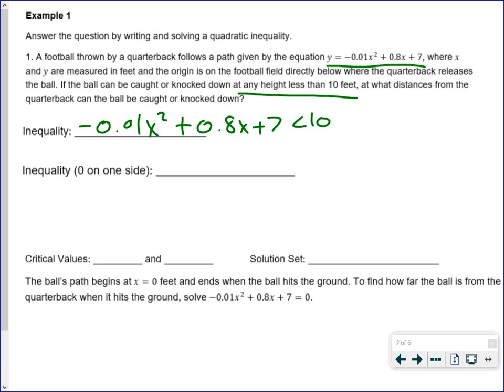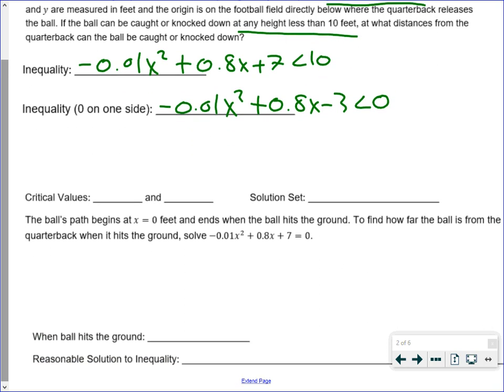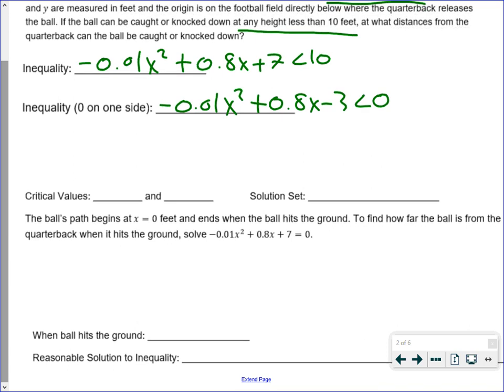So we need to have a 0 on one side. So we're going to subtract 10 on both sides, and we get negative 0.01 x squared plus 0.8x, and 7 minus 10 gives us a minus 3, and that's going to be less than 0. Okay? So once we have our inequality with a 0 on one side, we're going to put it into our quadratic formula, and we're going to see what our critical values are.